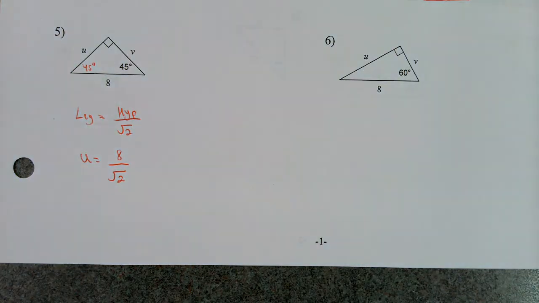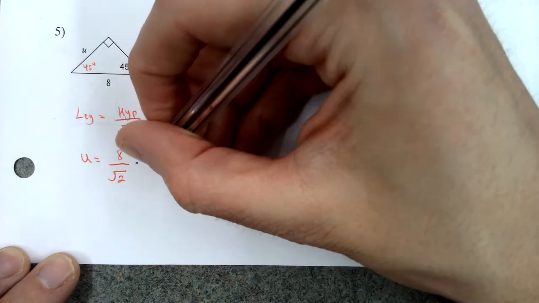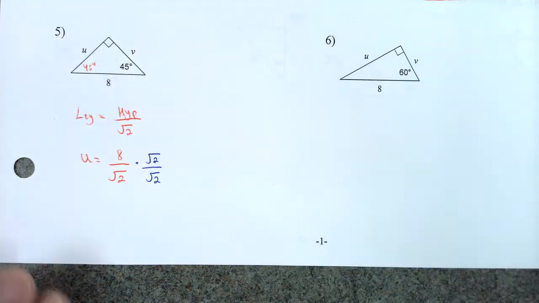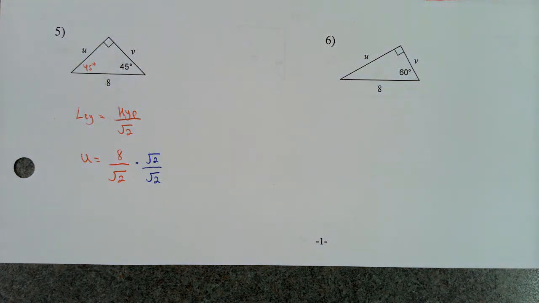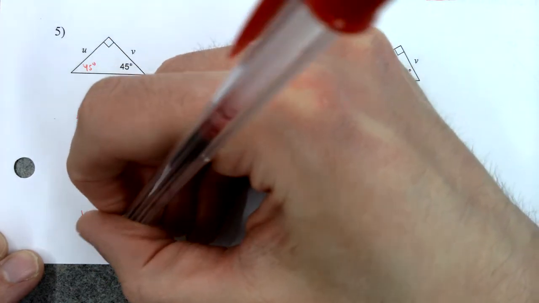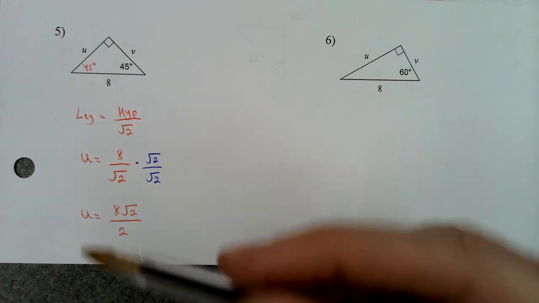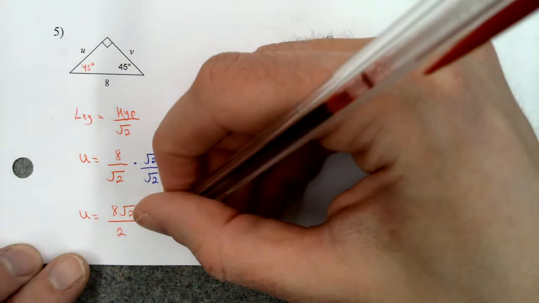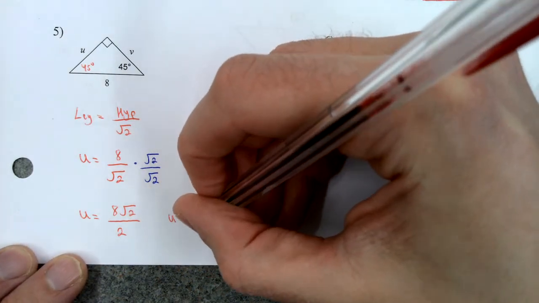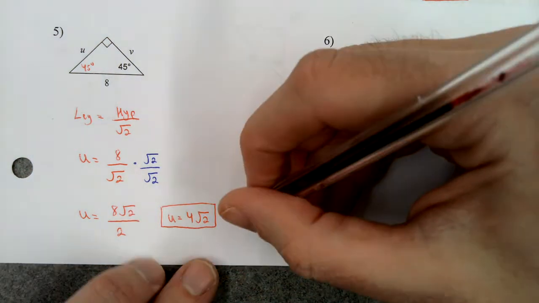Now think back to the very first lesson in this unit. You cannot have a square root in the denominator. So you have to rationalize. You have to multiply by whatever this is over itself, like I'm doing right here in blue. That gives me a new numerator of 8 square root of 2 over 2, because in the denominator, you have the square root of 2 times the square root of 2, which is just 2. Simplify 8 over 2 to 4. U equals 4 square root of 2. And V is the exact same thing because they're both legs.